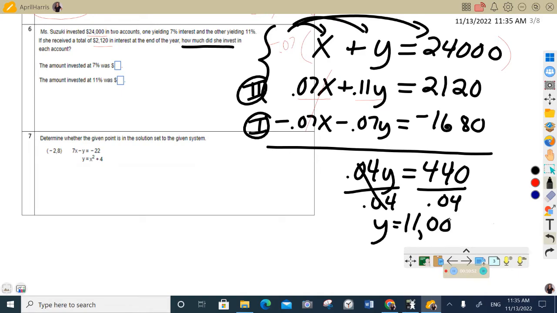Now that's how much she's putting into the Y account, which for us, that's the 11% account. So we're going to have $11,000 in the 11% account. And since she invested a total of $24,000, we just can do 24,000 minus $11,000, and we get $13,000. And that's in the 7% account.